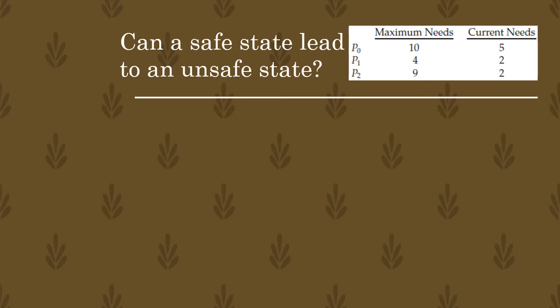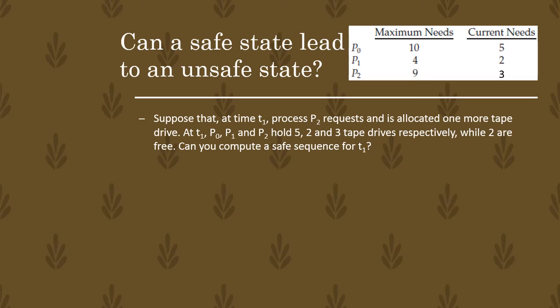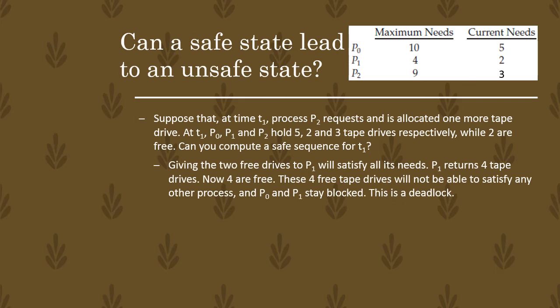Can a safe state lead to an unsafe state? Suppose that at time T1, process P2 requests and is allocated one more tape drive. At T1, P0, P1 and P2 hold 5, 2 and 3 tape drives respectively, while 2 are free. Can you compute a safe sequence for T1?